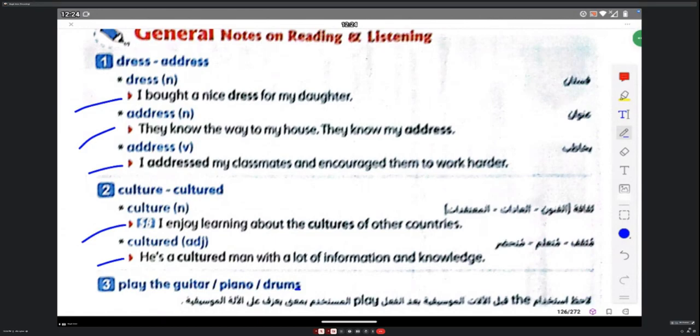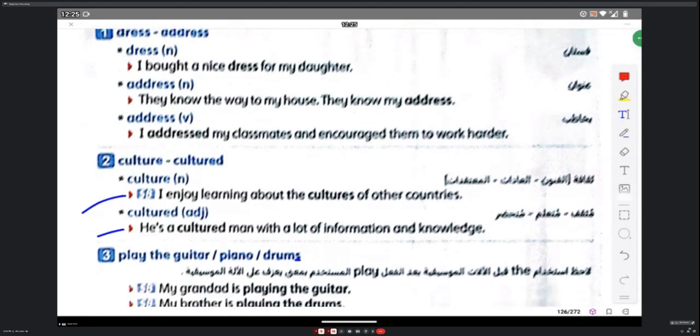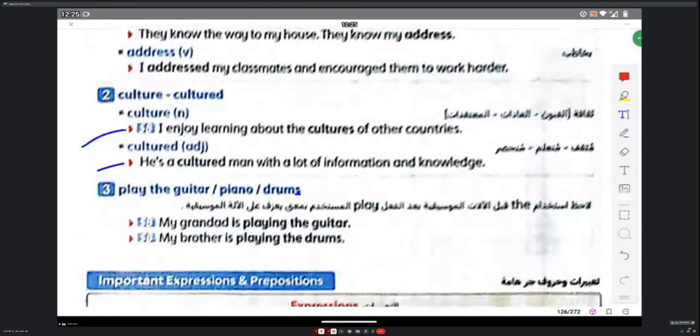Dress or address? Dress. I bought a dress for my daughter. Address. They know the way to my home and to my house. They know my address. I addressed my classmates and encouraged them to work harder.